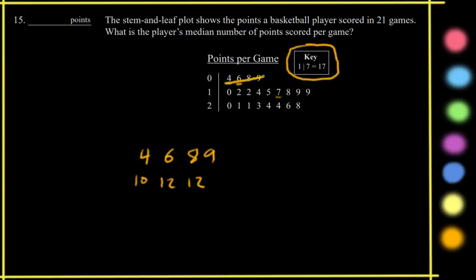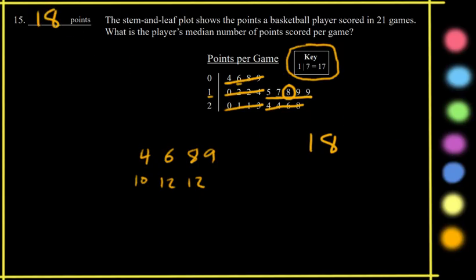For example, if you cancel out this 4 here, you can cancel out this 4 as well. And then if you cancel out these next 4, you can cancel out these. So you're kind of moving your way toward the middle by canceling out each element. Now there's 5 left. The median is going to be the one in the middle, so this 8 here. And that 8 represents 18 points because it's in the tens row. So the answer here is 18.